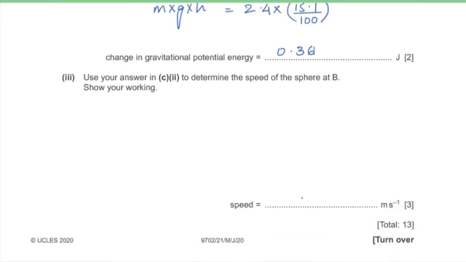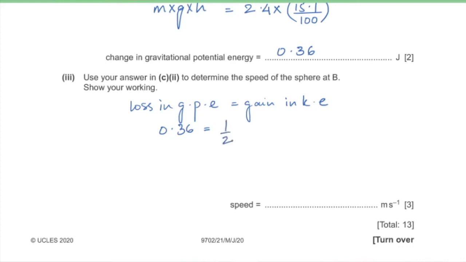Part 3, use your answer in C part 2 to determine the speed of the sphere at B. So because the sphere is decreasing its height, the loss in GPE is equal to the gain in kinetic energy. Loss in GPE is 0.36, and kinetic energy at its initial position is 0.